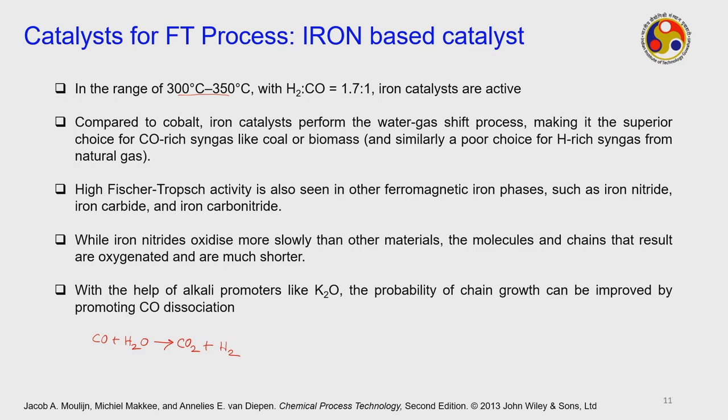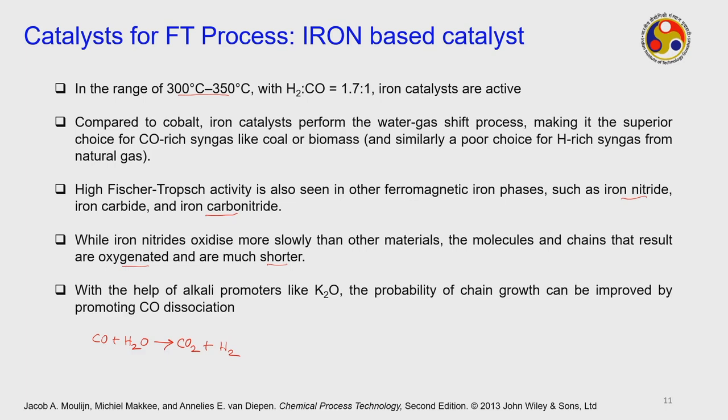High Fischer-Tropsch activity is also seen in other ferromagnetic iron phases, such as iron nitride, iron carbide and iron carbonitride. Okay. Iron nitrides oxidize more slowly than other materials, so this is an advantage, and their catalyst is usable. But the only issue is the molecules which result are oxygenated and they are much shorter. So, that is why these different iron phases are not much useful, because instead of linear hydrocarbon chains, they will produce oxygenated compounds such as alcohols.